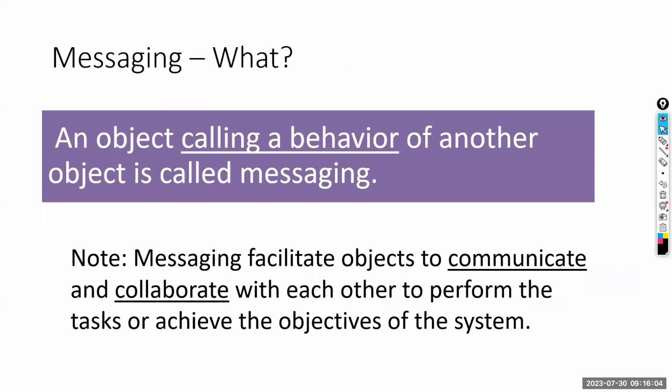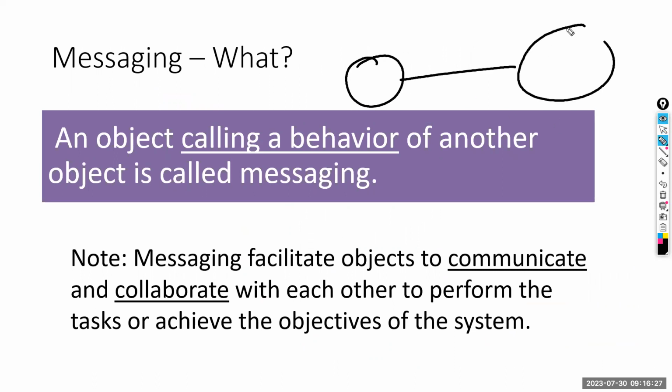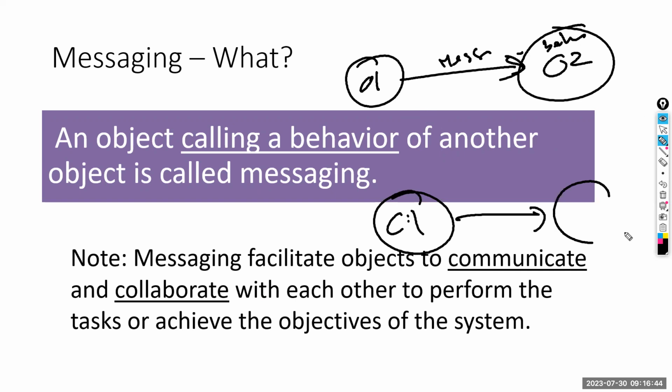So let me explain what messaging is. Messaging is one object calling a behavior of another object. So there's nothing called one object accessing attributes of another object. There's a concept called an object calling the behavior of another object, say object 1 calling a behavior of object 2. That is called messaging. But there's nothing called object 1 accessing.